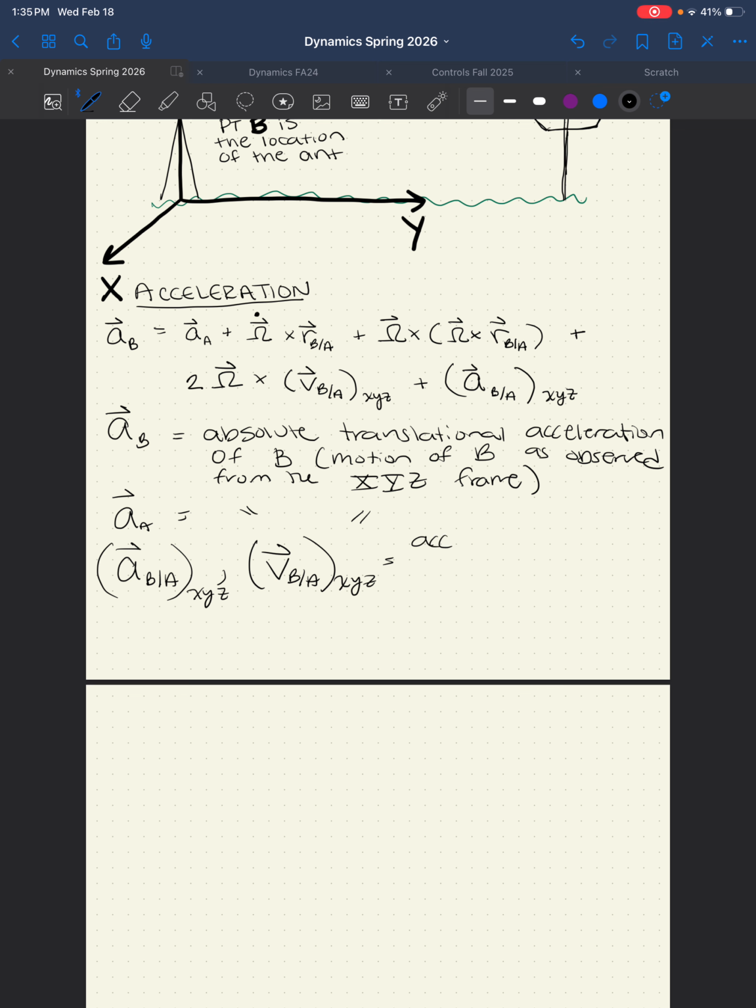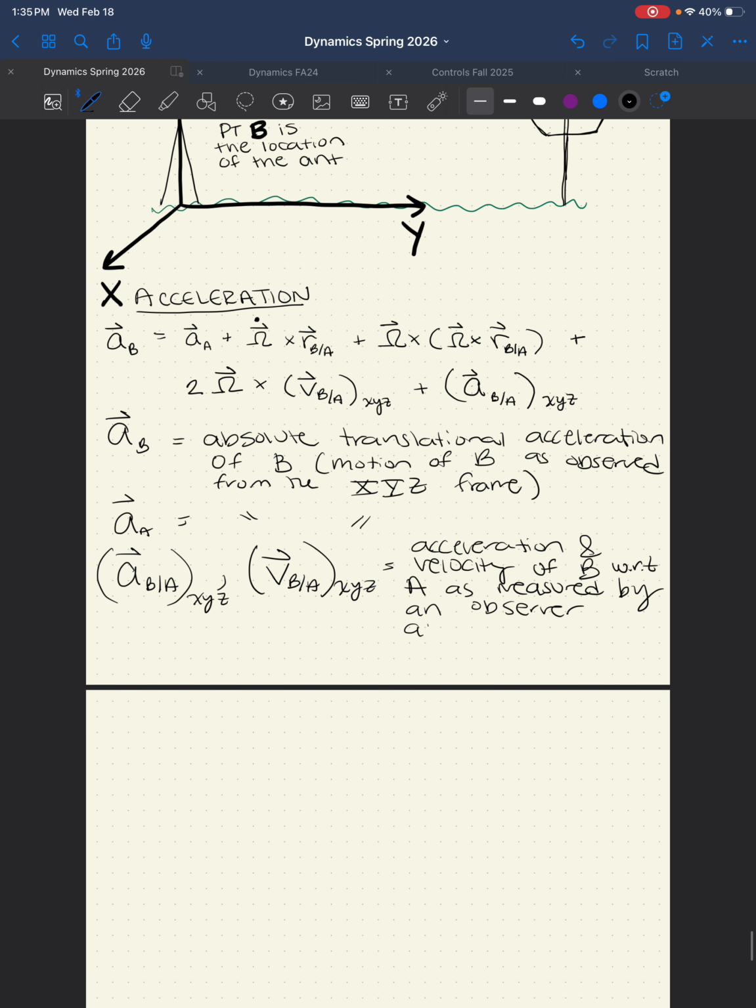These are acceleration and velocity of B with respect to A as measured by an observer attached to the little XYZ frame.